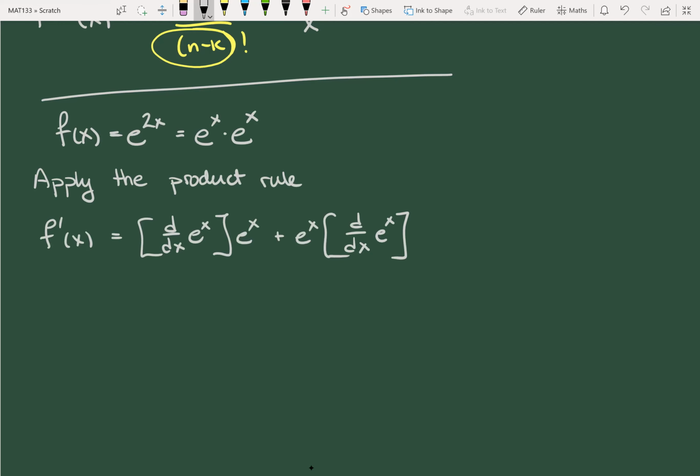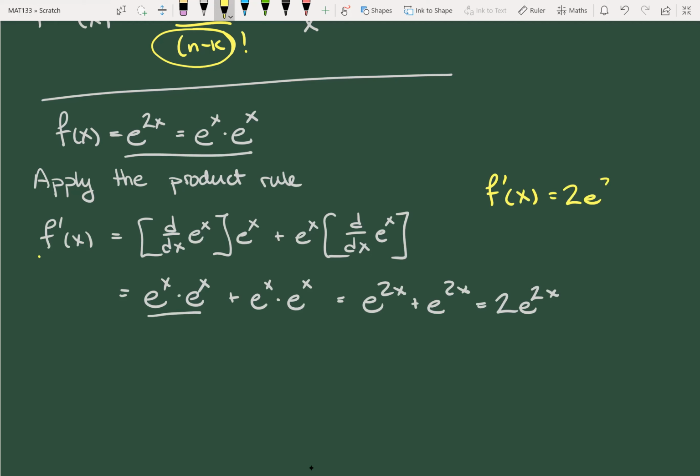And that's e to the 2x, right? Kind of reusing this fact. Plus e to the 2x, that's 2e to the 2x. All right, now we're going to reuse this fact. Let's maybe put this in a box somewhere because that's really useful. 2e to the 2x. Okay, so that's our first derivative.